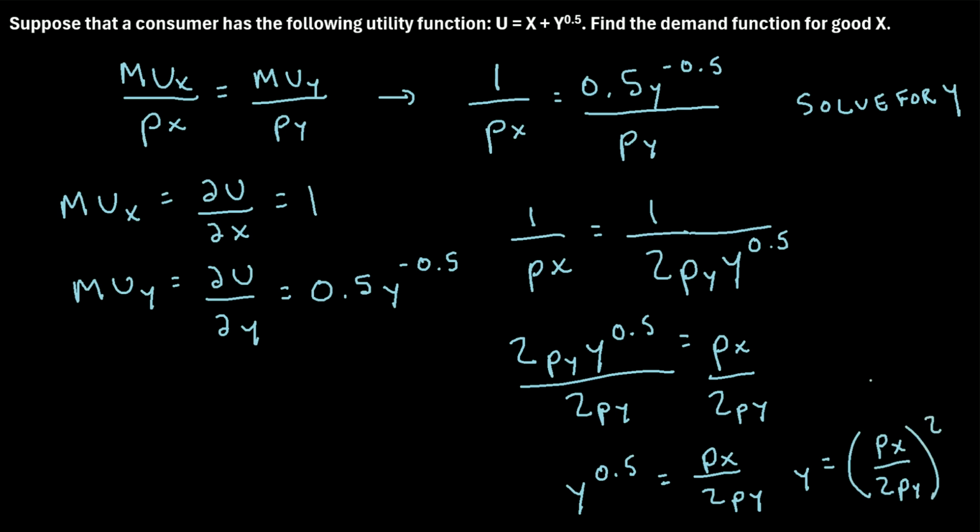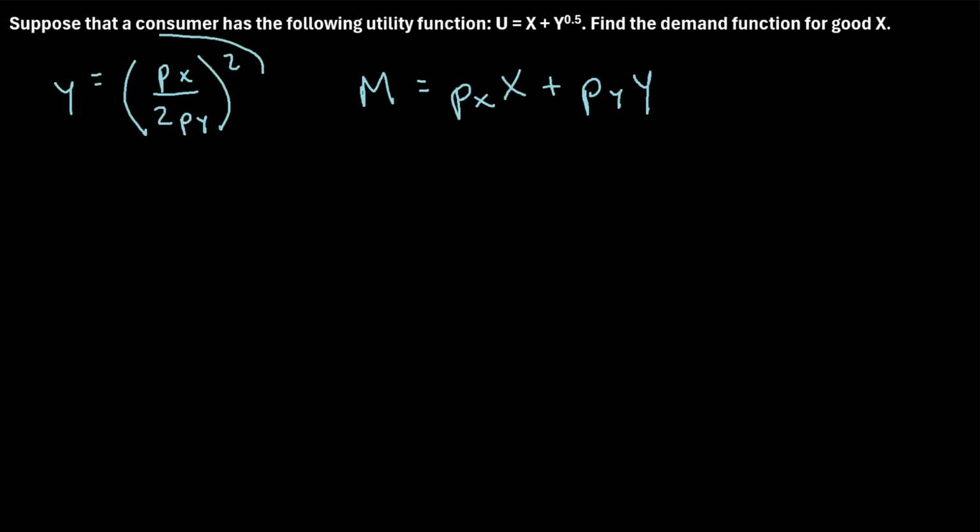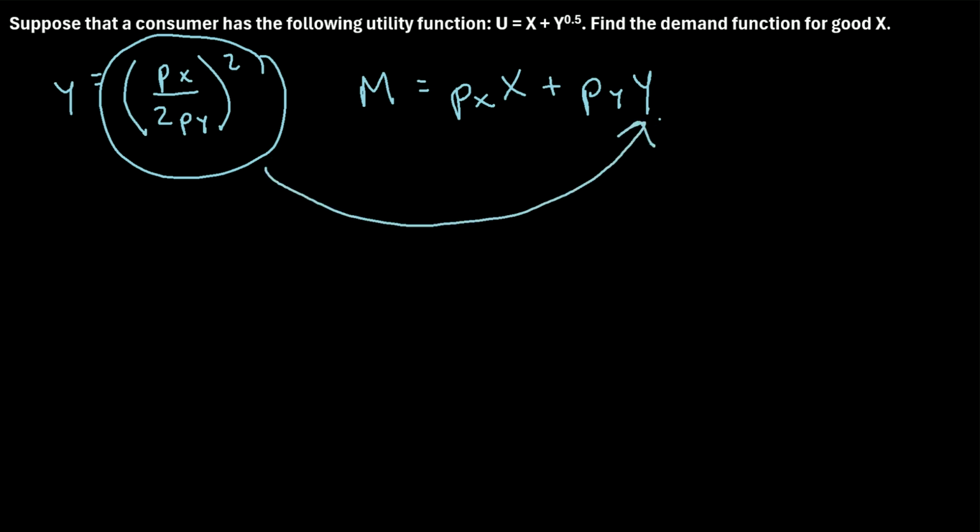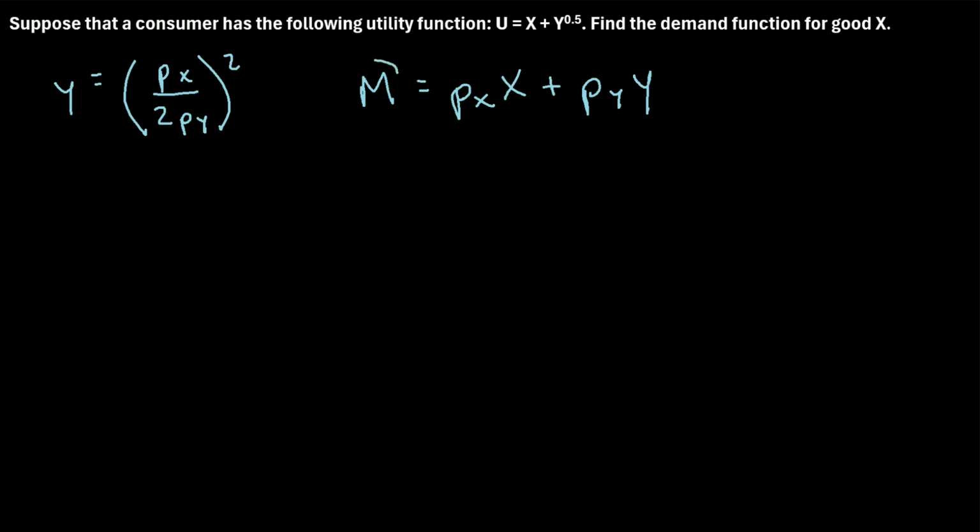Now, the last step to find the demand function for good x is we're going to plug this value of y into the budget constraint. So I'm going to clear a little bit of space here. Okay, so here's what we found for the value of y. We're going to take this value and plug it in for y in the budget constraint equation. We say that M, the total budget of the consumer, is equal to the price of x times x, which is the quantity consumed of x, plus the price of y times the quantity consumed of y. So let's plug this value in for y right here, and we're going to solve for x.